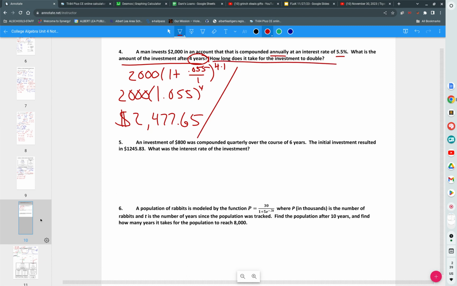How long does it take for the investment to double? Notice the difference in this question. We're solving now for time. So if the investment doubles, what would it be worth? 4,000. So 4,000 is equal to 2,000 times 1.055 raised to the t power. That's our equation.